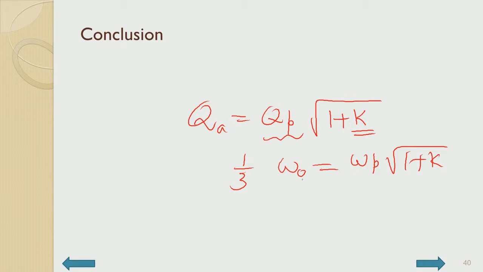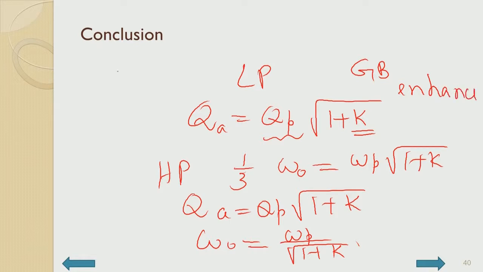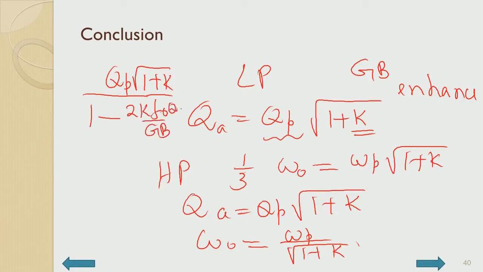So, both Q and frequency increase by a factor of 1 plus k in the low pass filter type of feedback, negative feedback. This is for low pass. For the high pass filter, Q remains same as before, QP into root of 1 plus k. However, omega naught gets decreased by the factor by which Q is increased. And in this particular case, finite GB is going to enhance Q. This means Q will be QP into square root of 1 plus k divided by 1 minus 2k f naught by GB into Q actual.